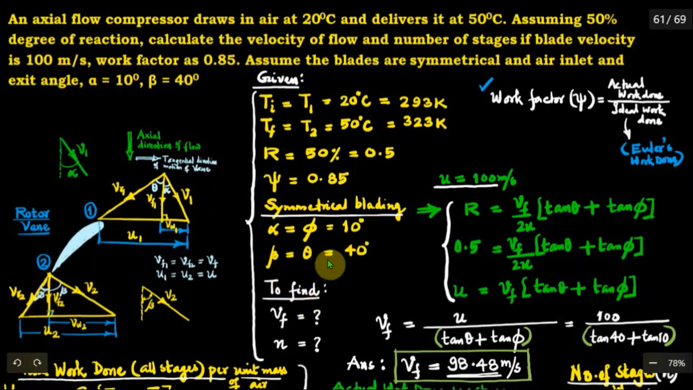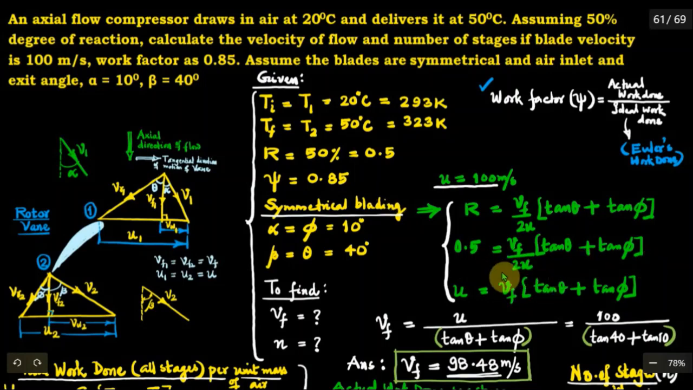So here for symmetrical blading, the condition is alpha is equal to phi is equal to 10 degrees and beta is equal to theta is equal to 40 degrees. So all the angles in fact are available now. And for symmetrical blading, we know that the degree of reaction R is available in simple form. R is equal to Vf by 2u into (tan theta plus tan phi), which we derived the other day. So here degree of reaction 0.5 is equal to Vf by 2u into (tan theta plus tan phi).